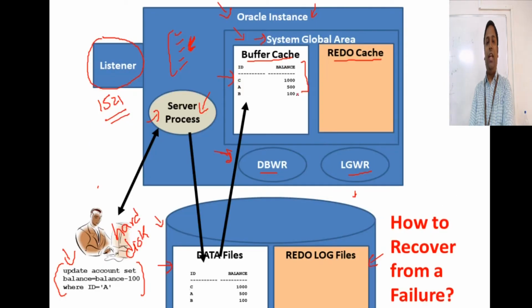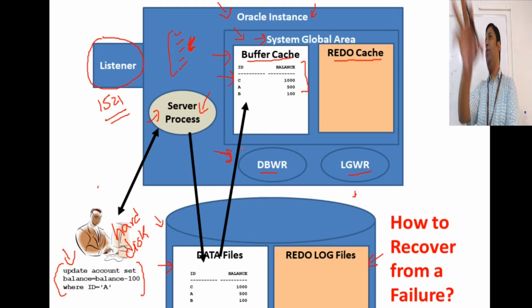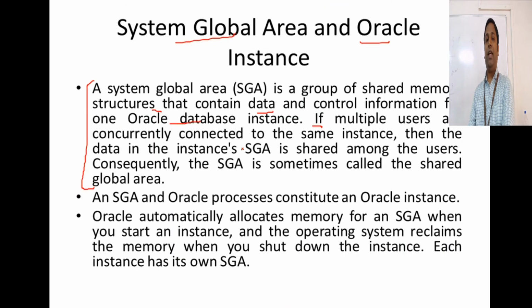In that case, everybody will be sharing this buffer cache. If some user wants some other part of the hard disk to be moved to this place, it will be done for them. So every user will be sharing the buffer cache and the redo cache. They will be sharing this system global area, otherwise called the shared global area.